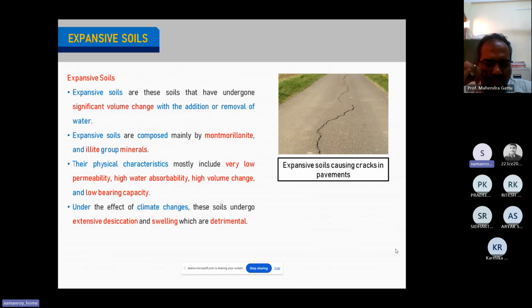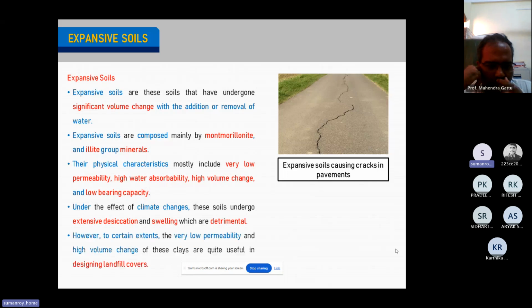You may have also observed certain types of cracks at foundation level also. These are mostly due to problematic soils, this type of soils. So that is one context.